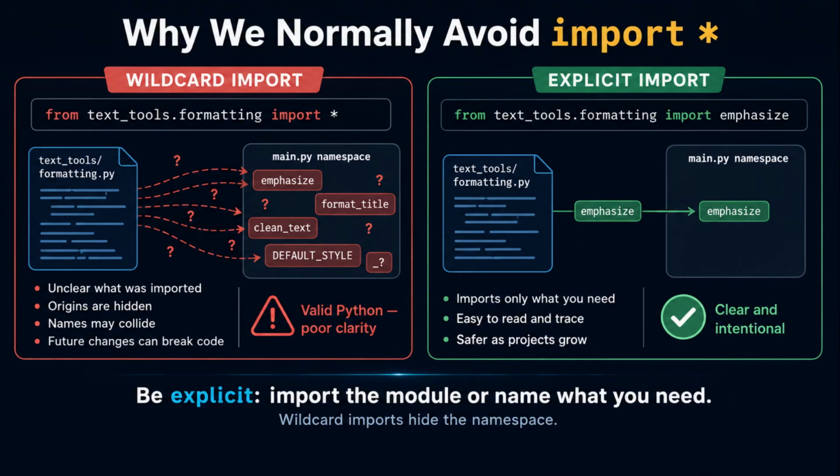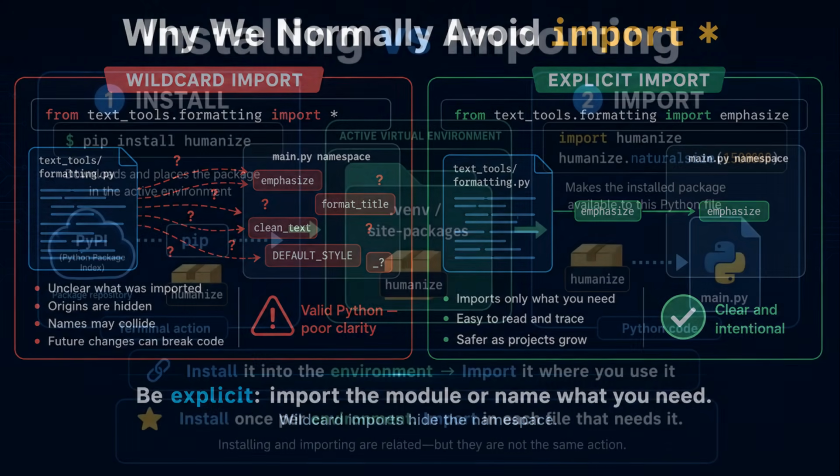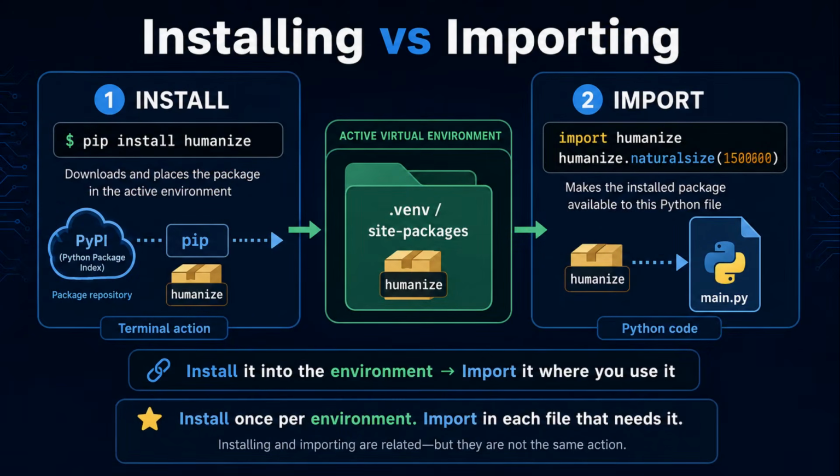An explicit import avoids that uncertainty. With from texttools.formatting import emphasize, we know exactly which name enters main.py. The code is easier to read, easier to trace, and safer as the project grows. As a general rule, import the module itself or explicitly name what you need. Wildcard imports may occasionally appear in specialized code, but we normally avoid them in ordinary Python projects because they hide the namespace.